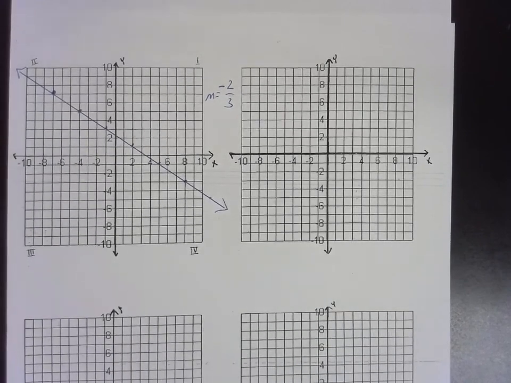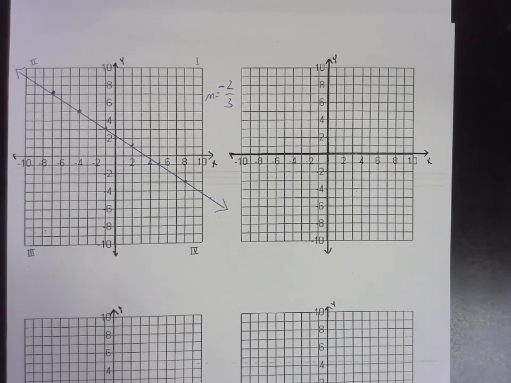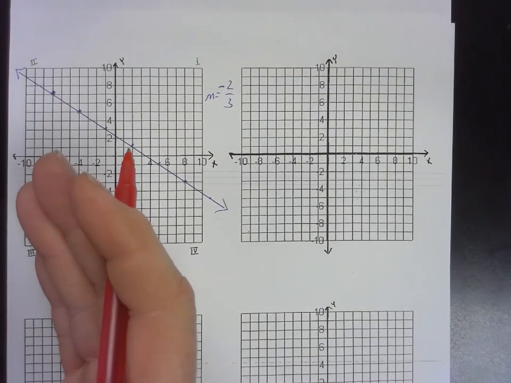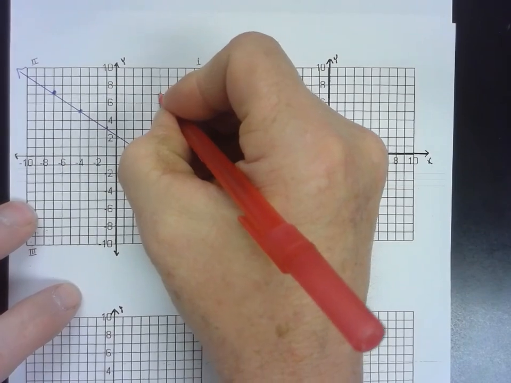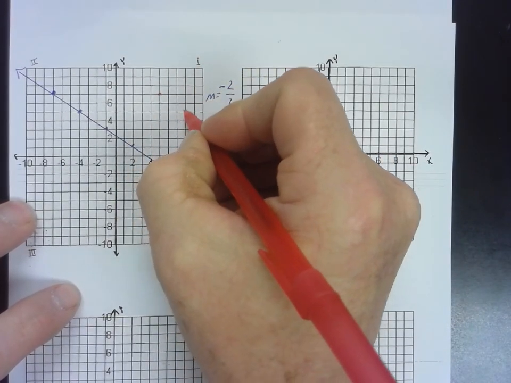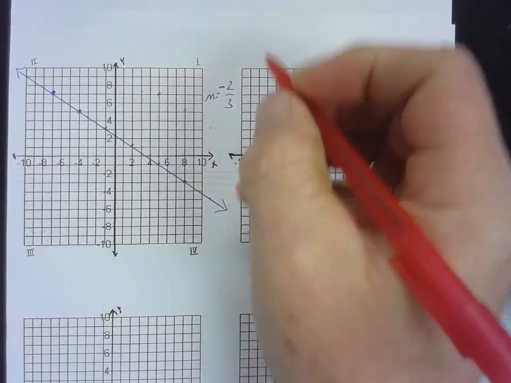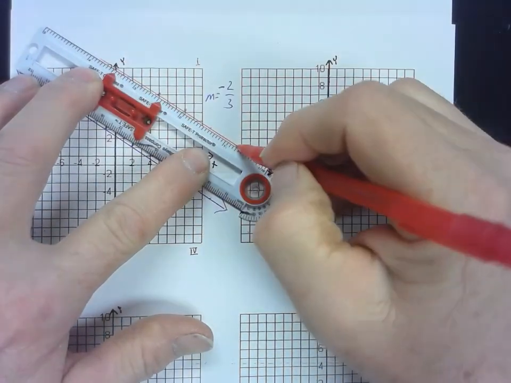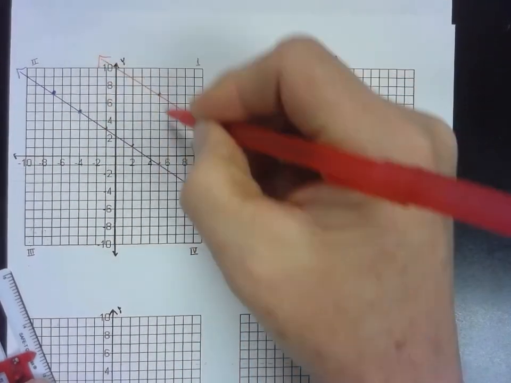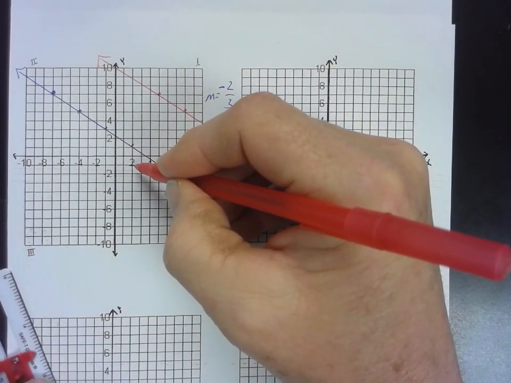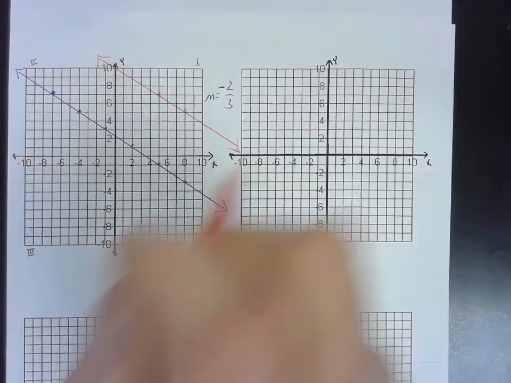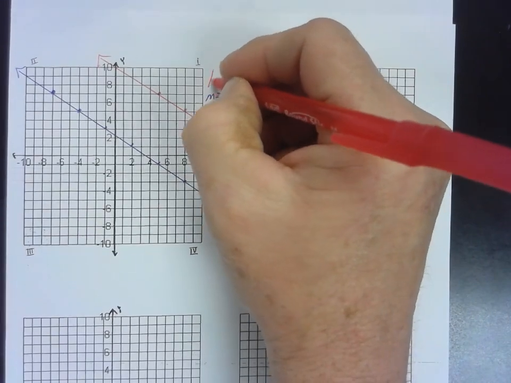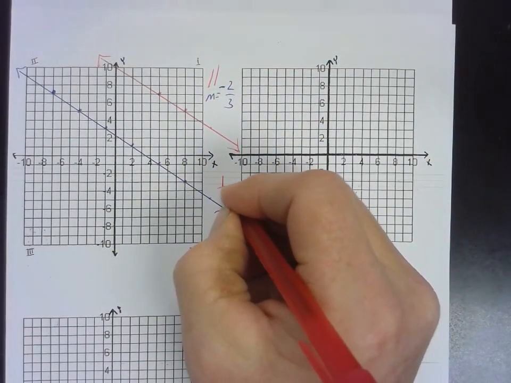So can I start at any point on the graph, go down 2 over 3, down 2 over 3, and that line is going to be parallel to this one? So I can start here, and if I go down 2 over 3, down 2 over 3, and draw that line in, it's going to be parallel to our original line? Okay. What about perpendicular? So this one's parallel. What about a perpendicular line?